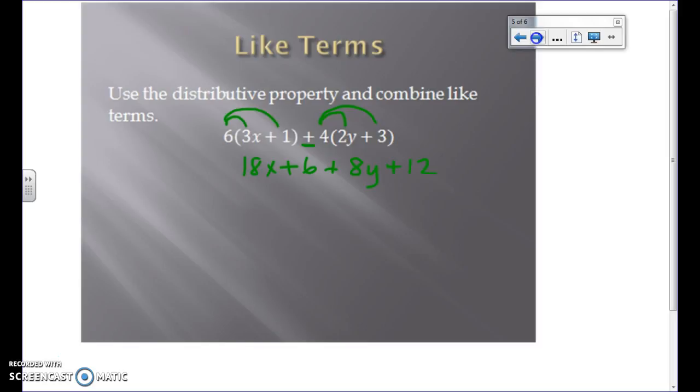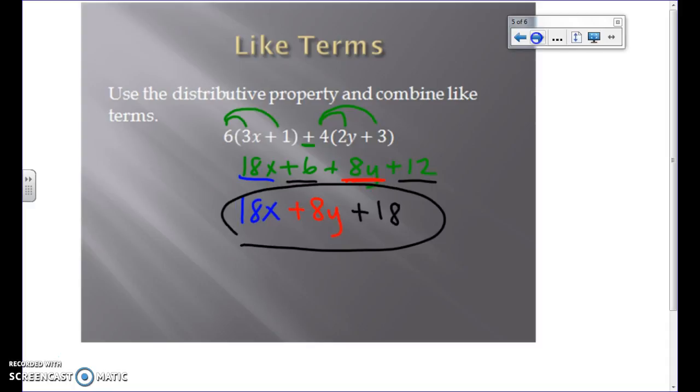Now I'm looking to see if there's any like terms, things that can go together. I see a variable part here of 18x, but I don't see any other x variables. So 18x has to be its own term. I also see an 8y. Now I skipped the 6 and the 12 because those are both constants, and we called those like terms as well. What I notice is this 8y doesn't have any other parts that match it, so we're going to add the 8y on, and we're not allowed to squish those together because they don't have the exact same variable parts. However, these are both constants, so I can take 6 plus 12.